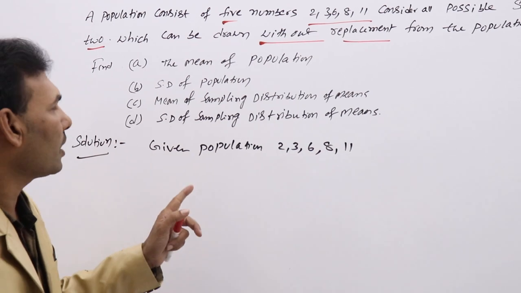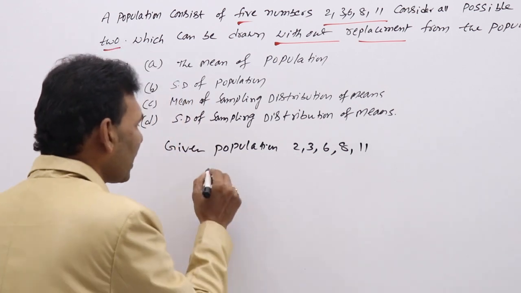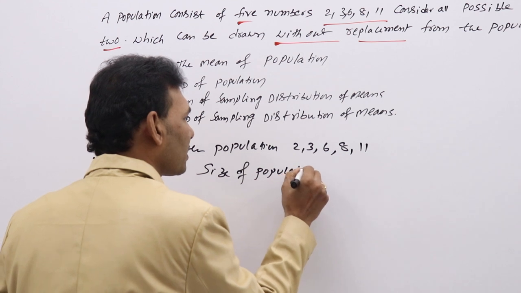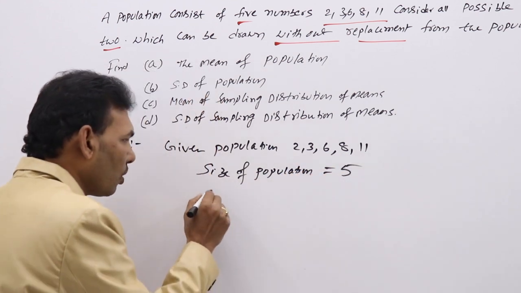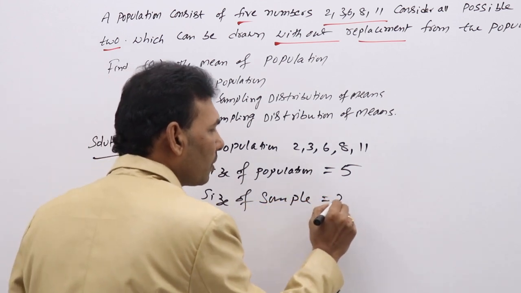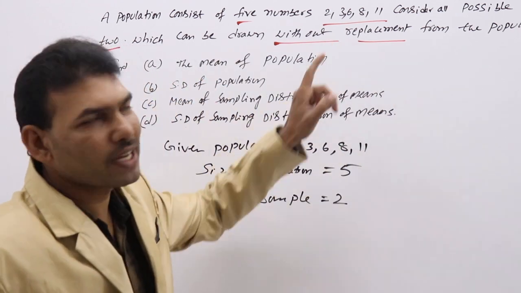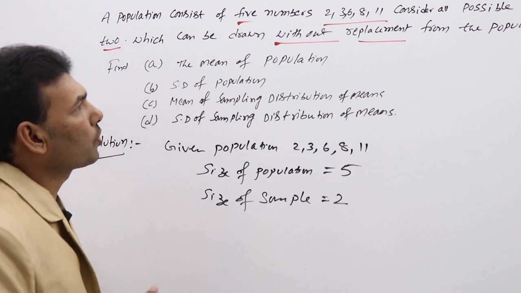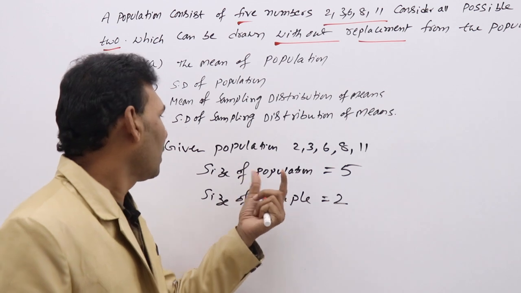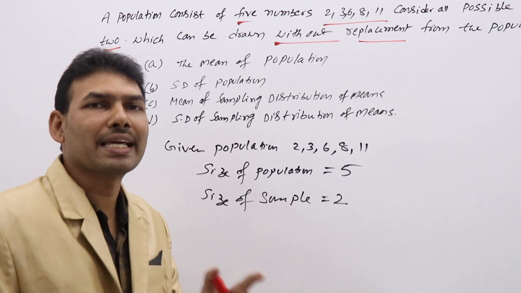Population size is generally represented with capital N. So the size of the population is given very clearly: it is 5. And also the size of the sample is given: size of sample is 2. So we need to prepare samples of size 2 without replacement. There is a formula to find the number of samples we are going to get from the population size capital N and the sample size small n, which is NCn.